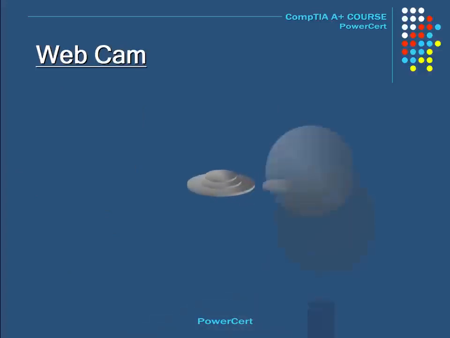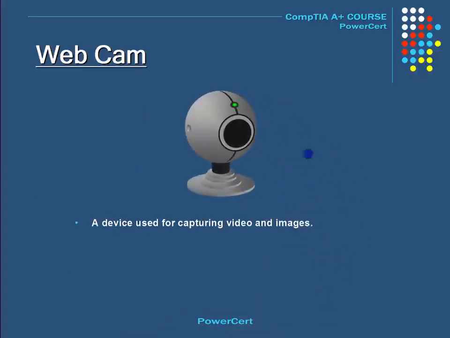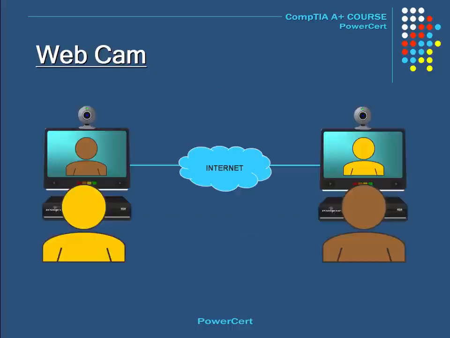A webcam is a device that is used for capturing video and images. Webcams are mainly used for video conferencing and video calling over the internet. So any two people in the world can visually communicate with each other if they both have a webcam and an internet connection. And most webcams have a built-in microphone to capture audio. A webcam connects to a computer typically through a USB cable. And webcams are often used with messaging applications such as Skype for making visual calls. And two of the biggest manufacturers of webcams are Logitech and Microsoft.